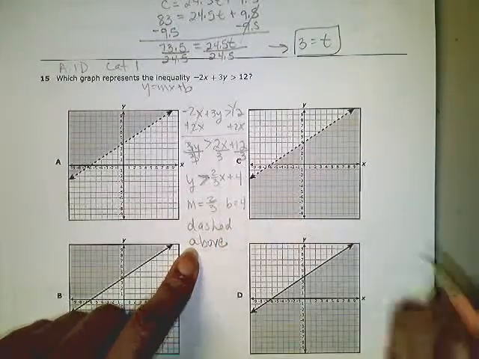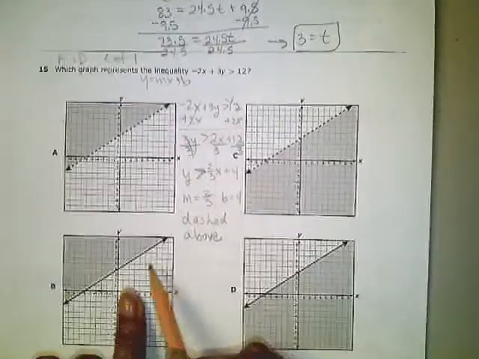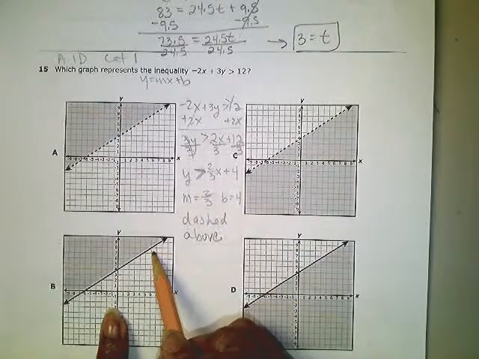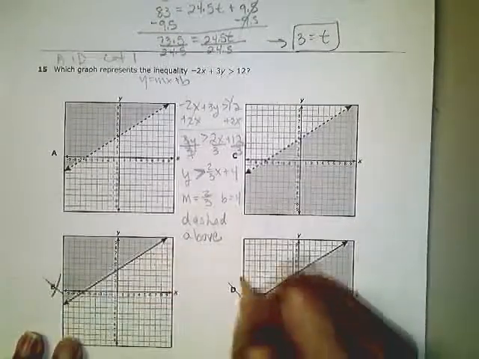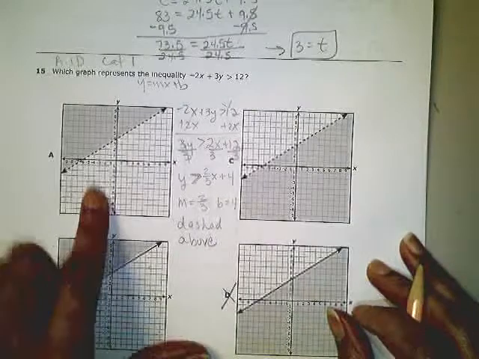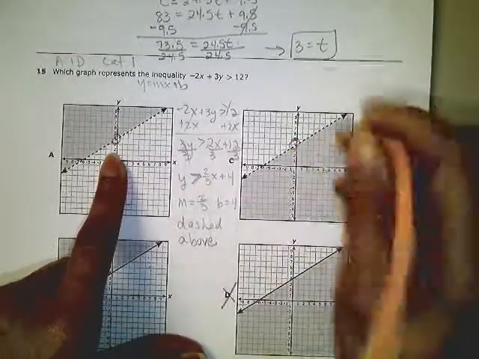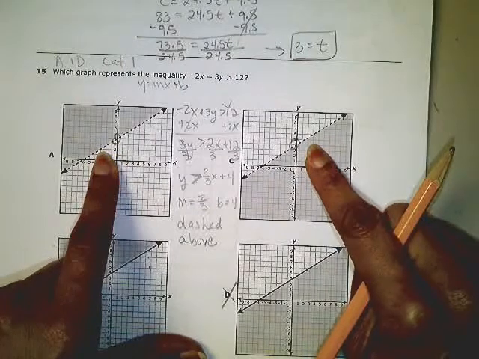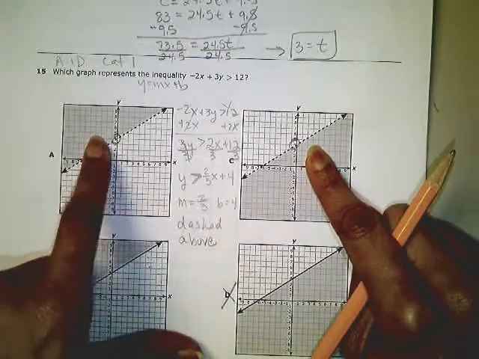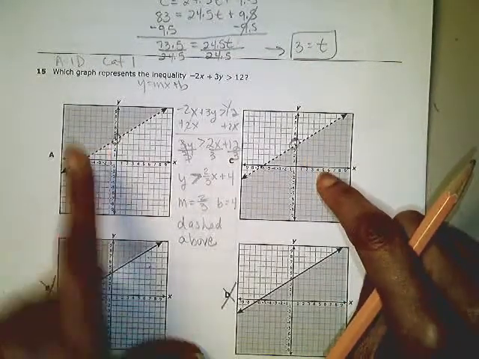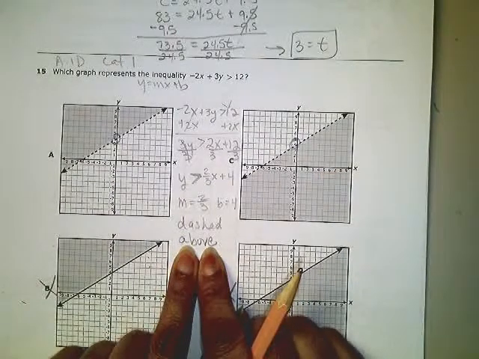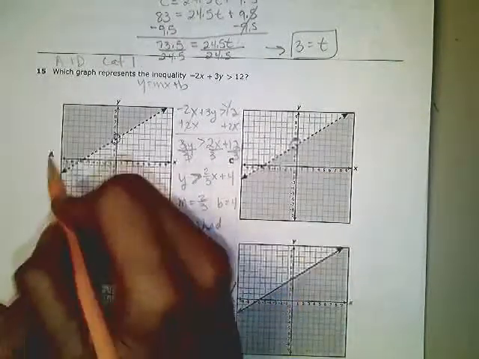This information lets me know which ones I can eliminate. B and D both have a solid line, so I know it's not B or D. Next, I look at A and C. They both go through 4, and they're both dashed. The difference is the shading. This one is shaded above, this one is shaded below. I know that it's greater than, it's shaded above. A is my answer.